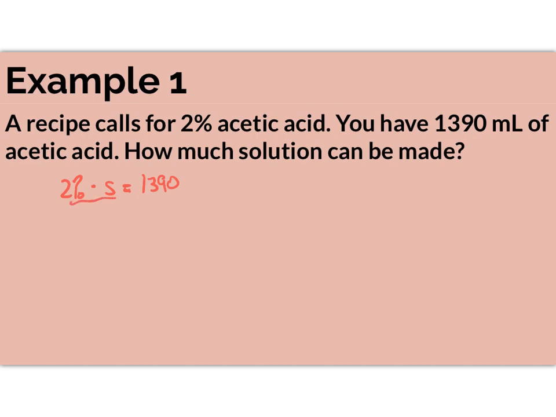So to get rid of 2%, we divide both sides by 2%, and S equals 1,390 divided by 2%, which is 0.02, and S will equal, doing a division on that, 69,500. So that's how much solution we need to make to have it be 2%, which will give us 1,390 of our original.